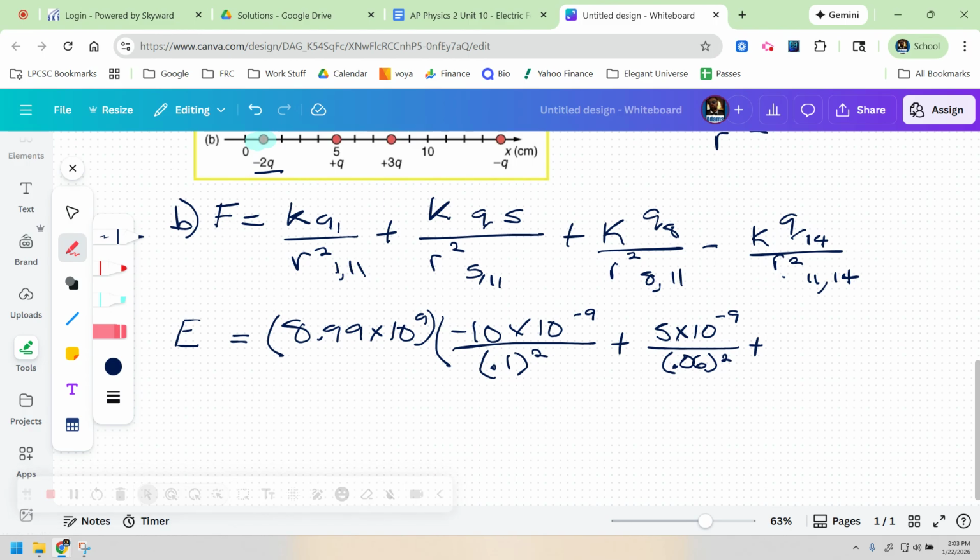And then for the next one, we've got 3Q, so that's just going to be positive 15. And I know that this is not scientific notation as it should be, but it doesn't matter. I'm just plugging the numbers in. When I plug it in, the calculator will sort it out. Now the distance between 8 and 11 is 3. So you get 0.03 squared.